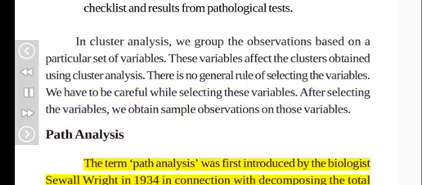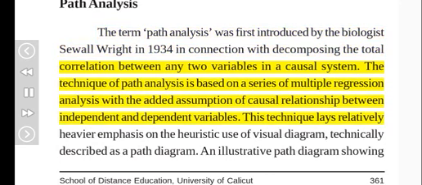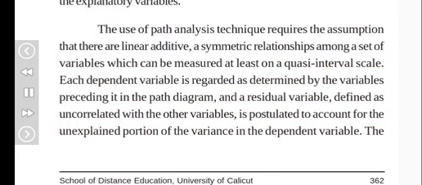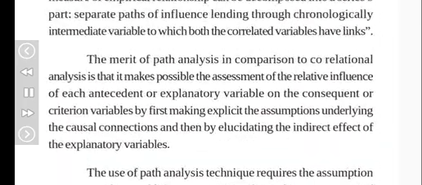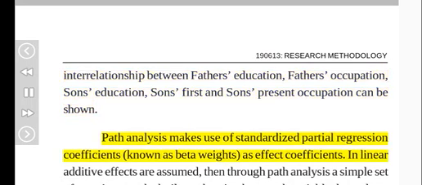Path analysis. The term path analysis was first introduced by the biologist Sewall Wright in 1934 in connection with decomposing the total correlation between any two variables in a causal system. The technique of path analysis is based on a series of multiple regression analyses with the added assumption of causal relationship between independent and dependent variables. This technique lays relatively heavier emphasis on the heuristic use of visual diagrams, technically described as a path diagram. An illustrative path diagram can show the interrelationship between father's education, father's occupation, son's education, son's first occupation and son's present occupation. Path analysis makes use of standardized partial regression coefficients, known as beta weights, as effect coefficients.